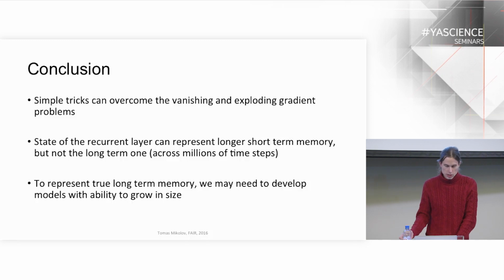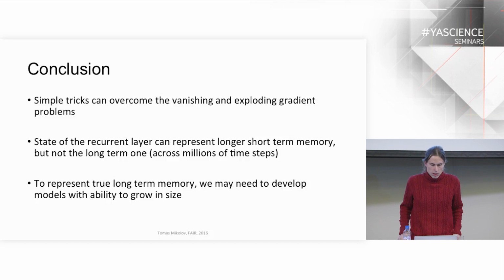So for conclusion, this is the first part of the talk. The conclusion is that with simple tricks, we can at least partially overcome the problems that are caused by the vanishing and exploding gradients. The exploding gradients can be mostly solved by some simple techniques that, for example, clip the gradients, and the vanishing gradient can be, again, not completely solved, but made less significant by choosing slightly different architectures of the recurrent networks.